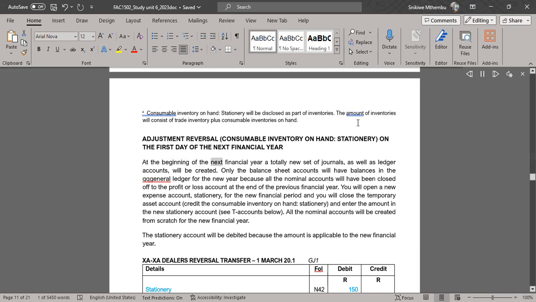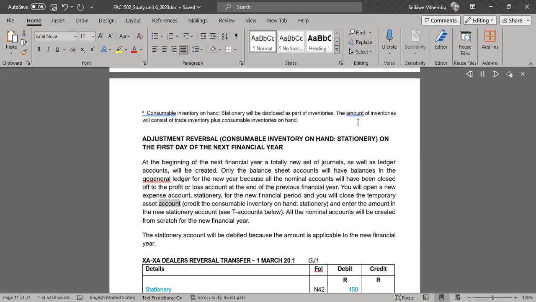At the beginning of the next financial year, a totally new set of journals, as well as ledger accounts, will be created. Only the balance sheet accounts will have balances in the general ledger for the new year because all the nominal accounts will have been closed off to the profit or loss account at the end of the previous financial year.